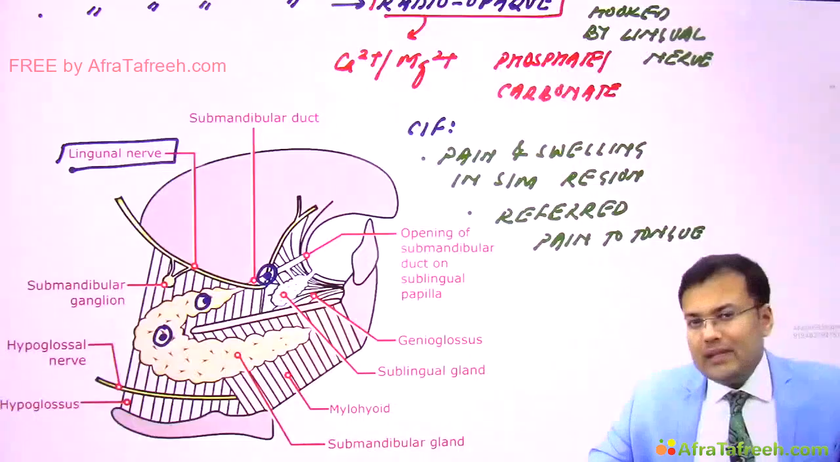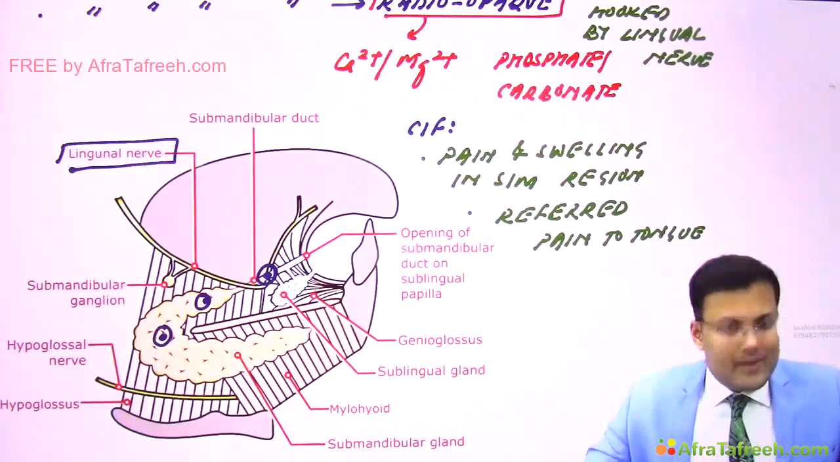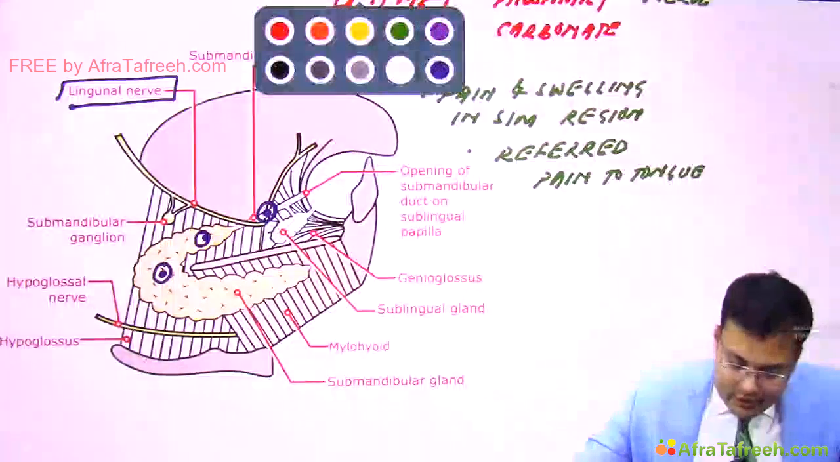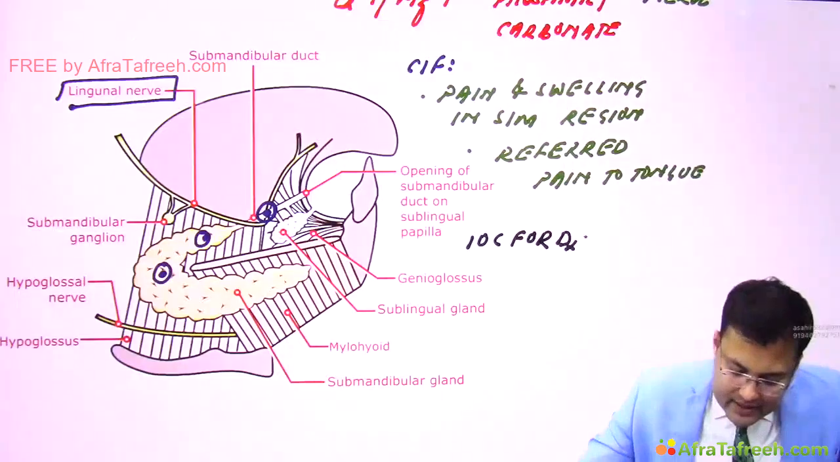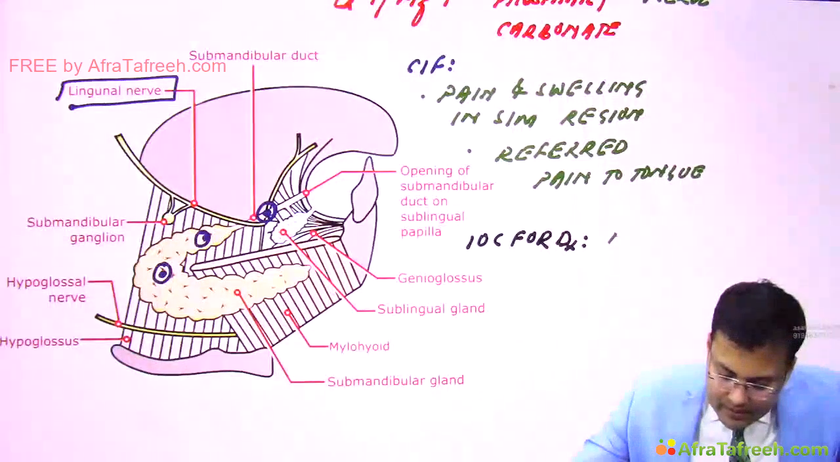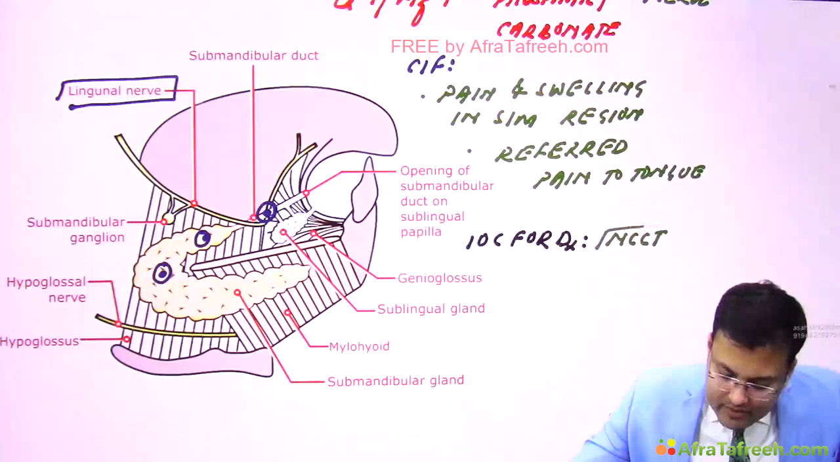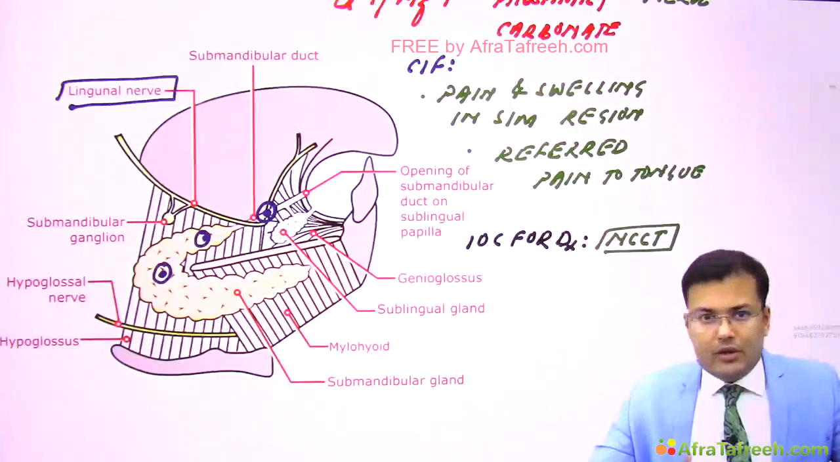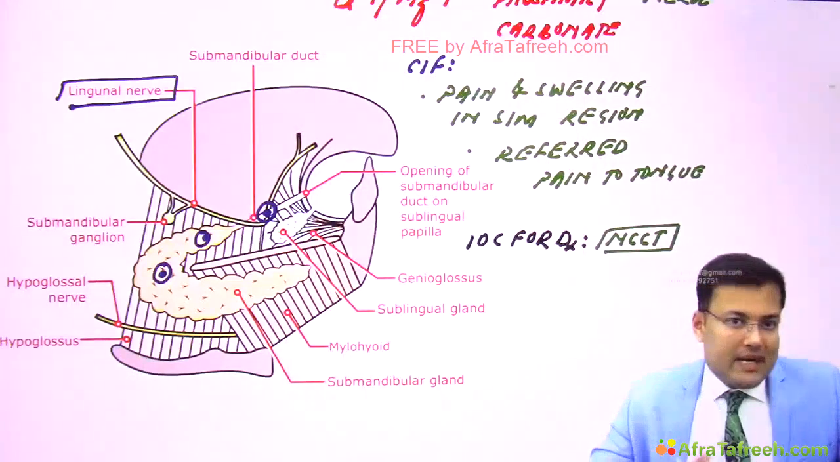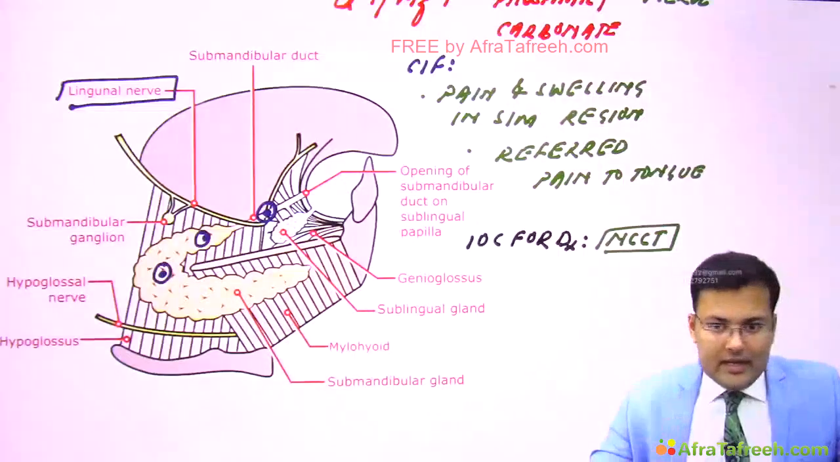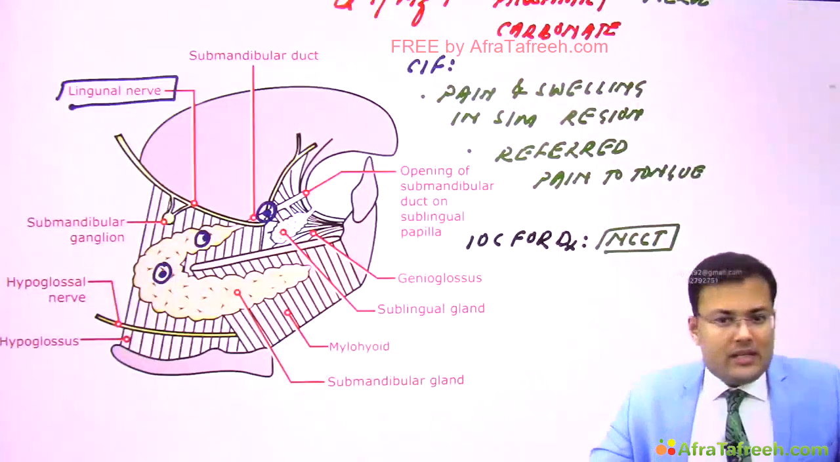Now how are we going to make the diagnosis? Since it is radio-opaque, the investigation of choice for diagnosis is NCCT. You have to remember NCCT. If you remember, in ureteric colic also we discussed the investigation of choice: non-contrast spiral CT. And here for sialolithiasis it is non-contrast CT, NCCT.